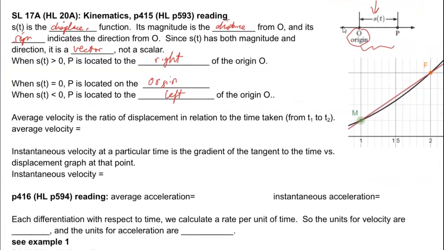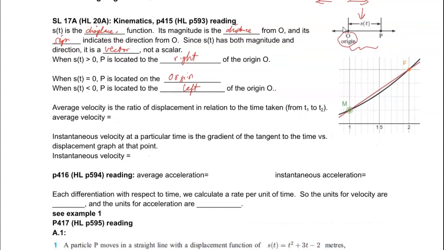Average velocity is the ratio of displacement in relation to the time taken from t1 to t2. You guys know that speed equals distance divided by time. Velocity equals displacement divided by time. Basically, that's like the slope of a function which has s of t on the y-axis and t on the x-axis. Let's say that the S of t function is this black curve here, okay?